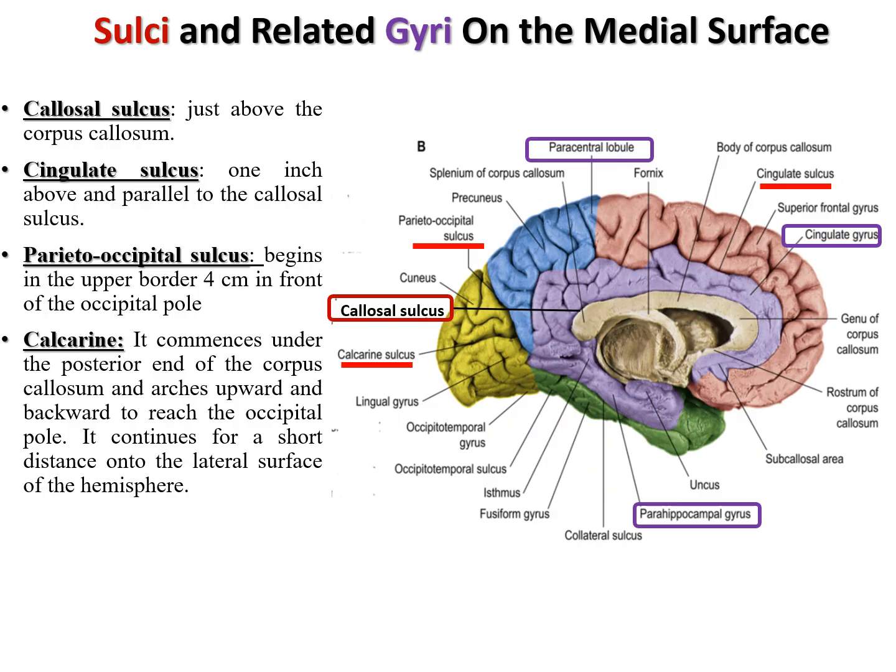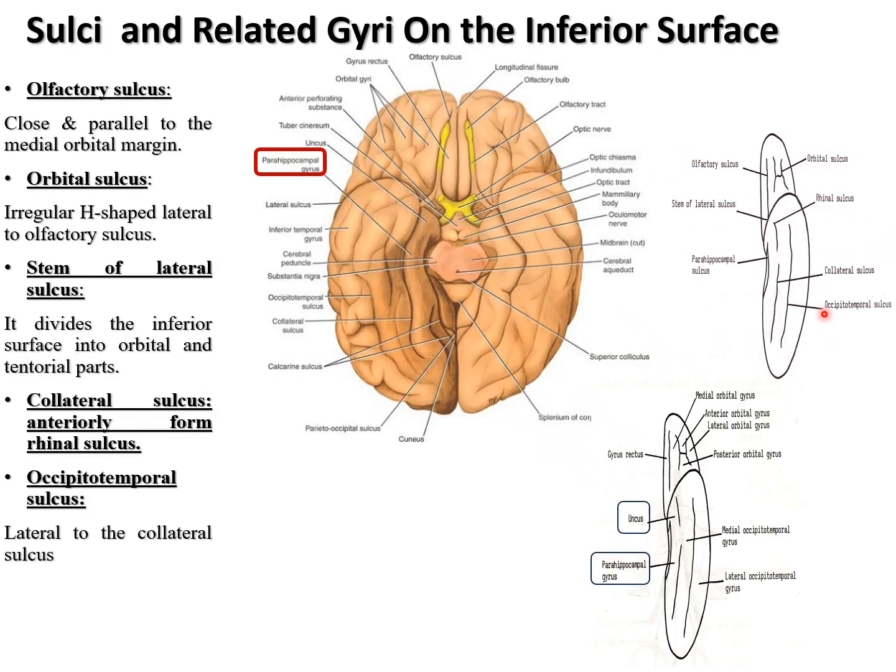As you look here, next is the inferior surface. You can find the orbital part here and the tentorial part here. In the orbital part you can find, for example, the H-shaped sulcus, and also the olfactory sulcus. And here is the tentorial part. You can find some sulci like the collateral sulcus and the occipitotemporal sulcus, and between them you can find some gyri like the medial and lateral occipitotemporal gyri, and also the hippocampal gyrus here. Okay.